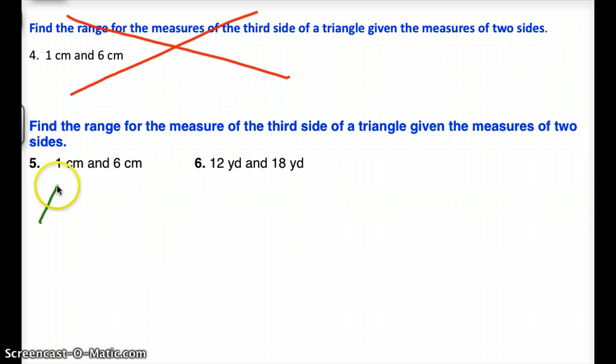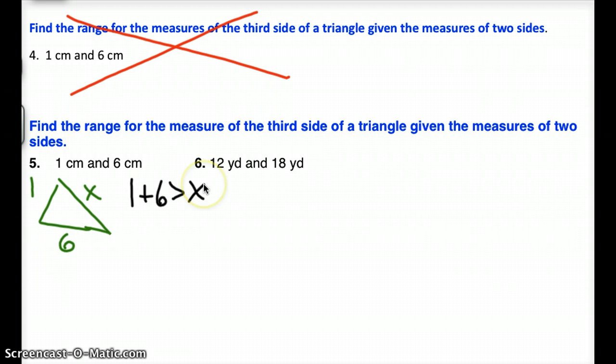I'm going to draw a triangle. I have no idea what it looks like. This is 1, this is going to be 6, and I don't know this side, so I'm going to call it X. I'm going to follow exactly the same process I did. I'm going to add two sides together, and they have to be greater than the third side. So I'm going to take 1 plus 6, and it has to be greater than the third side, which is X. So 7 has to be greater than X.